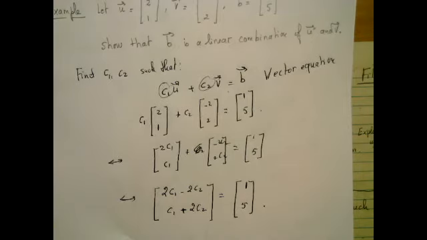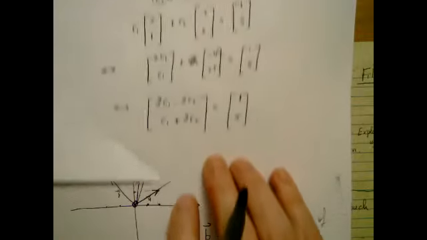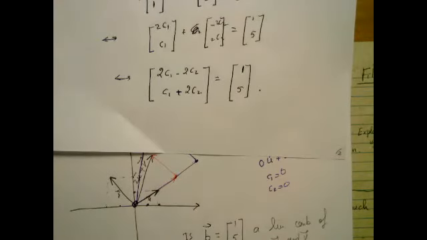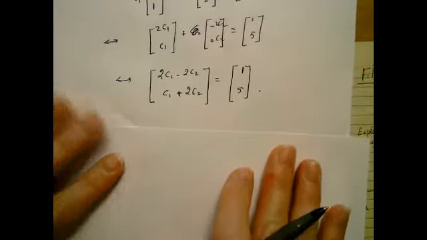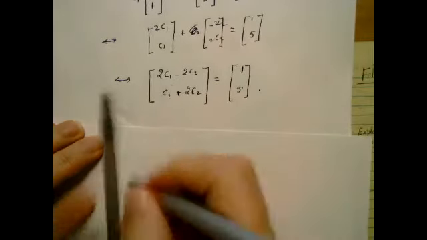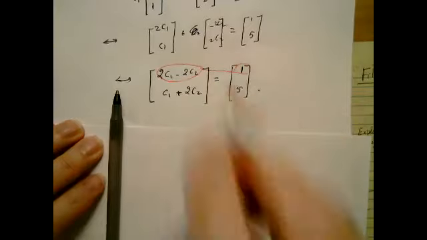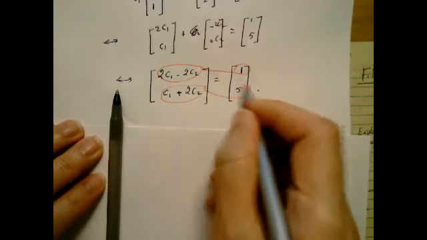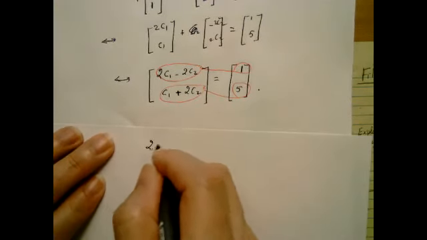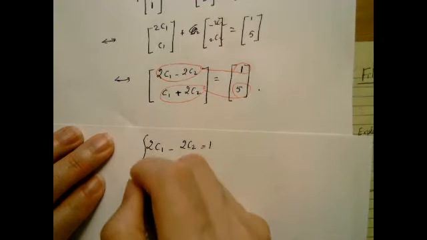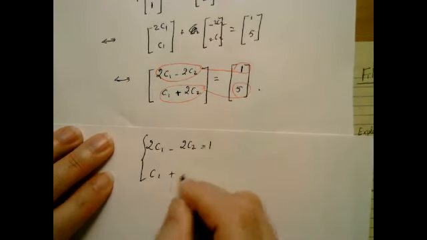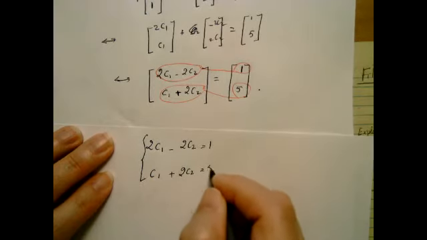If you have any question, let me know. So what does this mean? Watch carefully. I want to find the C1, C2 so that this vector will be equal to this vector. But how are two vectors equal? They are equal if this component equals this component, and this component equals that. It means I need to find C1, C2 such that 2C1 minus 2C2 equals 1, and C1 plus 2C2 equals 5.